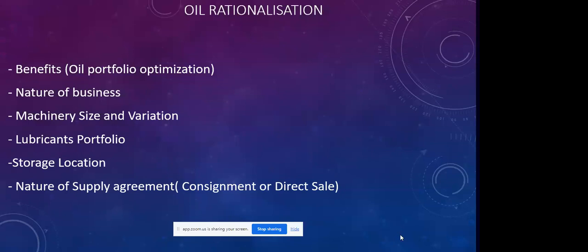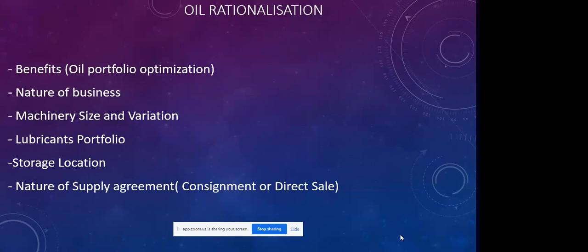The machine size and variation, I've spoken about it. You also have to look at your environment. In terms of lubricant portfolio, wherever you find yourself, you ask yourself, do you have OEM giants who can supply you with these oils? So if you have an environment where Shell is strong, Shell is massive, you know that Shell has been in the business for over 100 years.